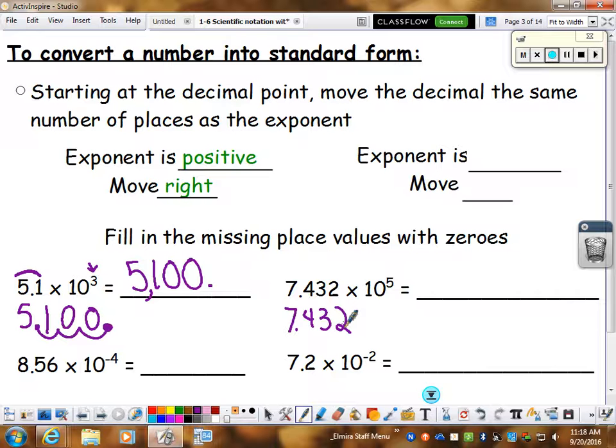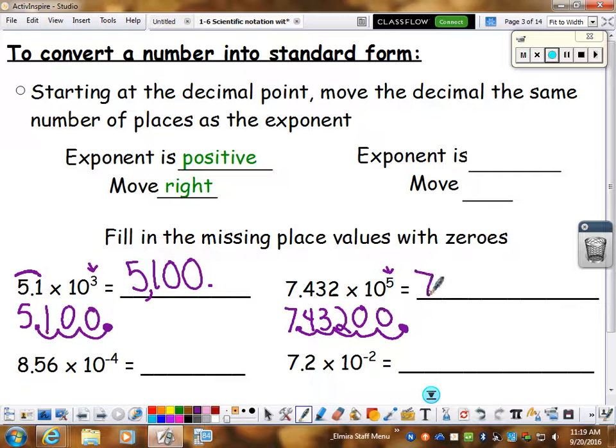7.432. And this says times 10 to the 5th power. So we're going to move that decimal 5 times. Well, out of those 5 decimal moves, the first 3 are around numbers. 4, 5. So here's my new decimal. Okay? So I end up only having to add 2 zeros to finish out the number.